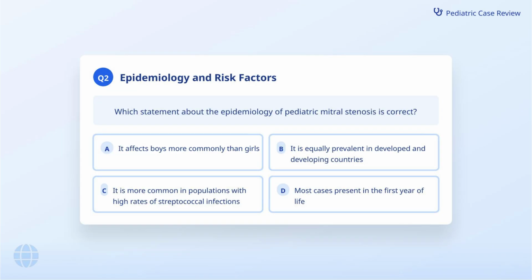Which statement about the epidemiology of pediatric mitral stenosis is correct? Option A, it affects boys more commonly than girls. Option B, it is equally prevalent in developed and developing countries. Option C, it is more common in populations with high rates of streptococcal infections. Option D, most cases present in the first year of life. Consider the global distribution and risk factors for rheumatic heart disease.